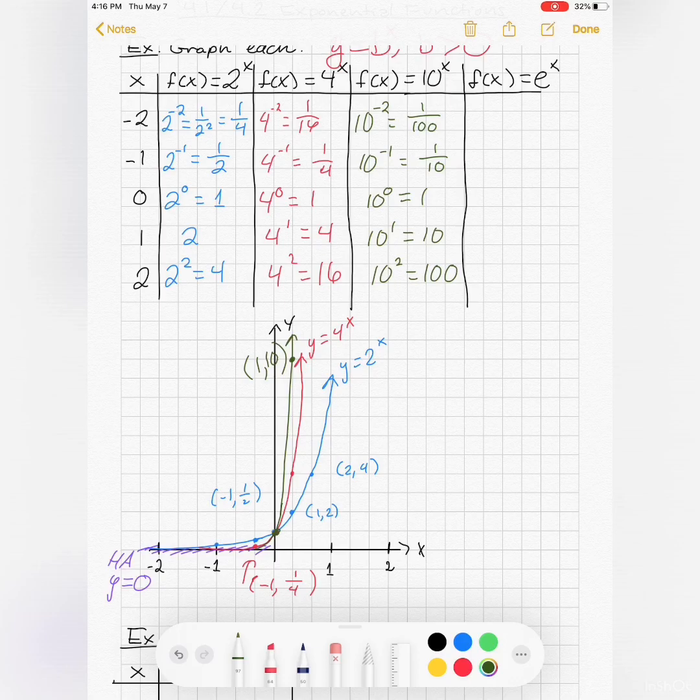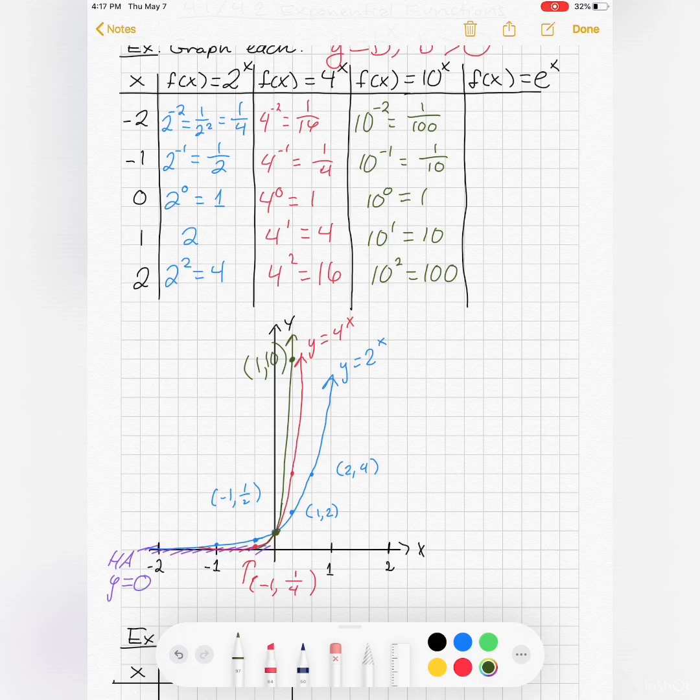Okay, so my exponential functions there have the same shape, but the graph gets steeper closer to the y-axis there as the base increases. So what else can I say? Let's see, I guess I have one of these left to still do. What about e to the x?